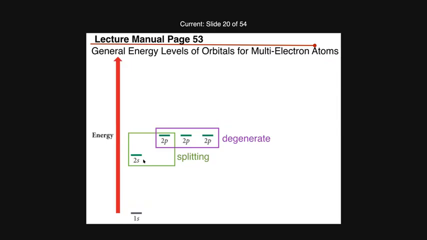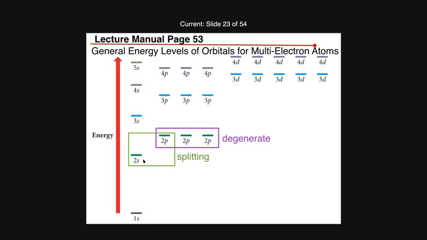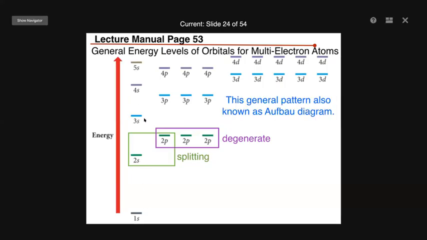This trend also applies when you increase the principal quantum number, as when n equal to 3 and 4. You start to see the splitting between the s and p subshells and between the p and d subshells. Same thing for these as well, so it's the same trend here. This pattern of orbital splitting is also known as the Aufbau diagram, which we're going to talk about later.